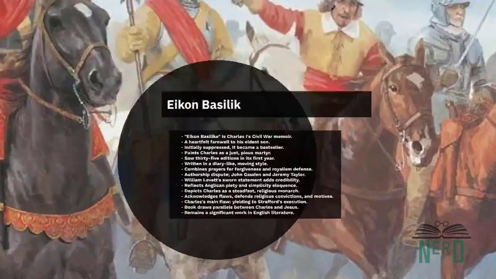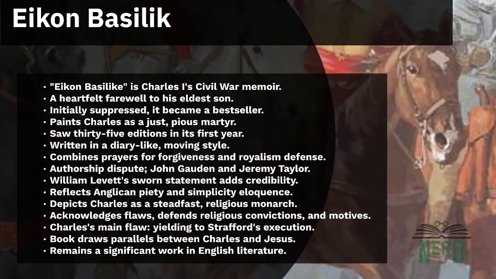Eikon Basilikē. The Eikon Basilikē, or Portrait of the King, serves as Charles I's autobiographical account of his experiences during the Civil War. In the penultimate chapter, he addresses his eldest son, bidding farewell with the hope of a reunion either on earth or in heaven. The Commonwealth government initially tried to suppress the book, but it became a bestseller, portraying Charles I as a just, peace-loving, and pious monarch, elevating him to the status of a martyr.